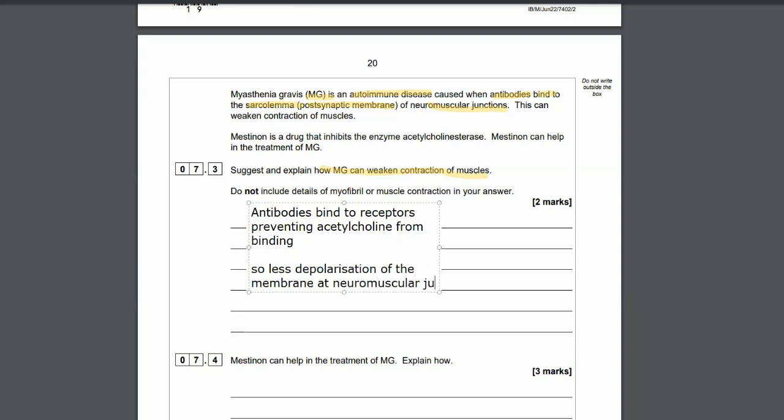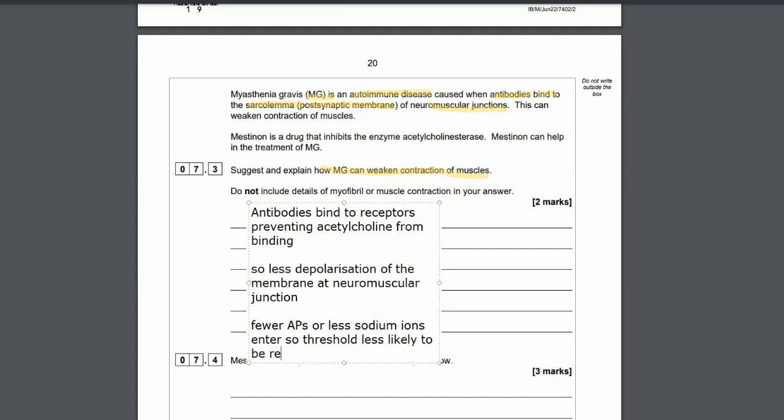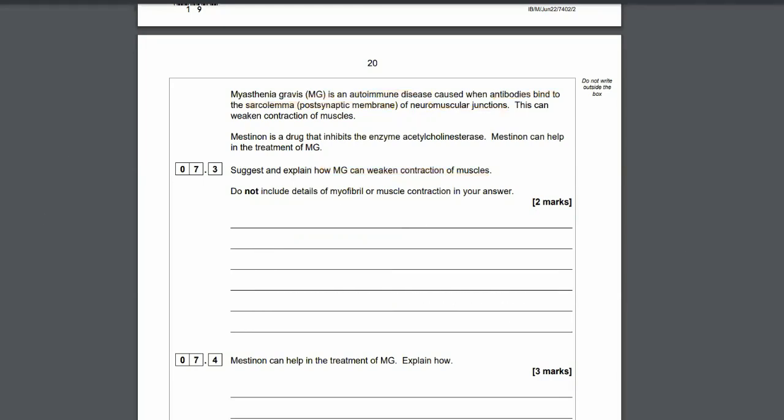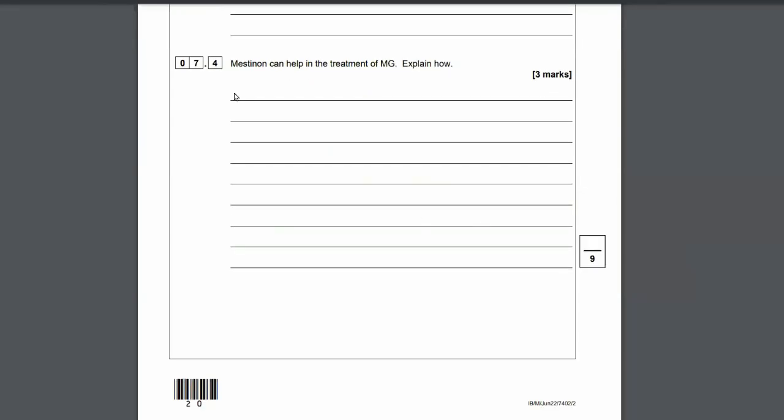Well, if the antibodies bind to the receptors, they're going to prevent acetylcholine from binding. What does that mean? If acetylcholine can't bind to the postsynaptic membrane at the neuromuscular junction, we don't get depolarization at the neuromuscular junction, and we get fewer action potentials. We can say fewer sodium ions enter, so we get less depolarization. Fewer sodium gates are opened. And that's because the antibodies have blocked the binding site for the neurotransmitter, the acetylcholine.